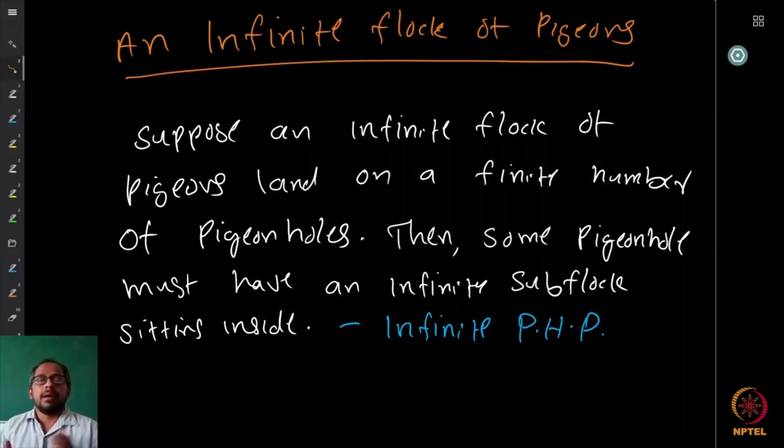If every one of the finite cages has finitely many pigeons, then we know that there are only finitely many pigeons sitting everywhere together, right? So therefore, one of them must have infinitely many. This is also obvious to us, but this is called the infinite pigeonhole principle.